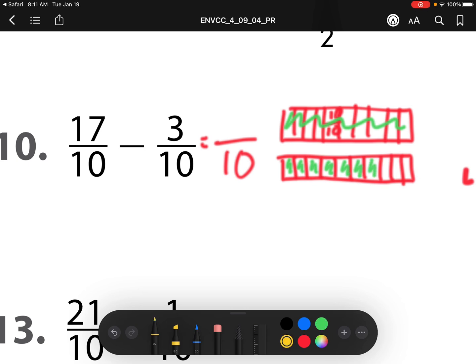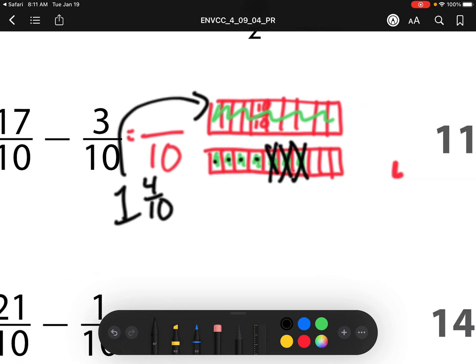And then 1, 2, 3, 4, 5, 6, 7. And we're taking away how many? We're taking away 3. So 1, 2, 3. So what are we left with? Well, we're left with one whole from this top guy and 1, 2, 3, 4 tenths. So 1 and 4 tenths.